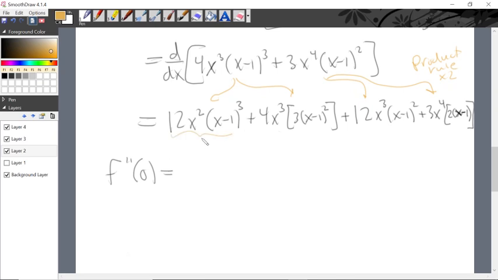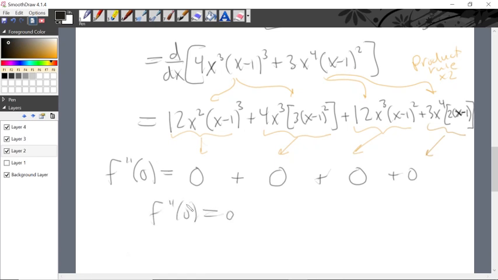Okay, f double prime of 0. Well, this group is just going to equal 0 if we plug in 0 because we have a factor of x right there. This group right here, we plug in 0, that's also going to equal 0. This group here, also going to equal 0, so we got that x right there. And this group also. That's going to equal 0. So that's not that bad. So f double prime of 0 is equal to 0.